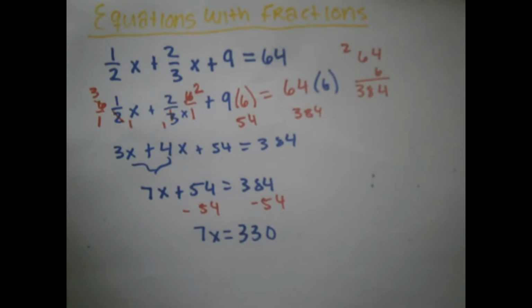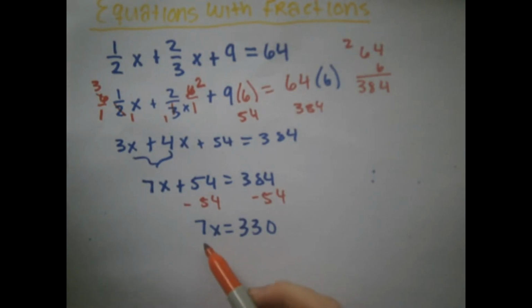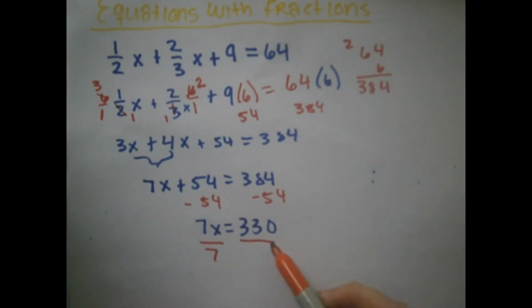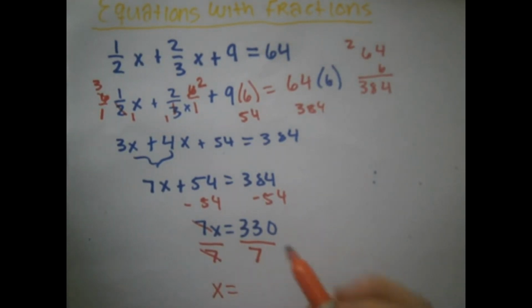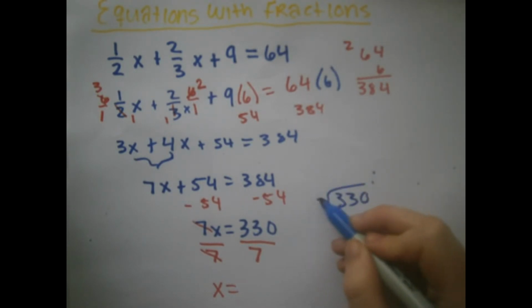Now the x still is not by itself, so we have to keep going, right? So what we're going to have to do is divide both sides by 7. So let's do that. Let's take our 7, divide by 7, take our 330, and divide by 7. 7's cancel out, so now we have x equals. So now what we should do is divide our 330 by 7.